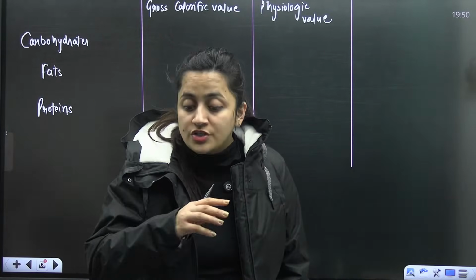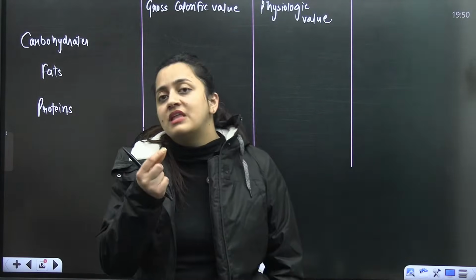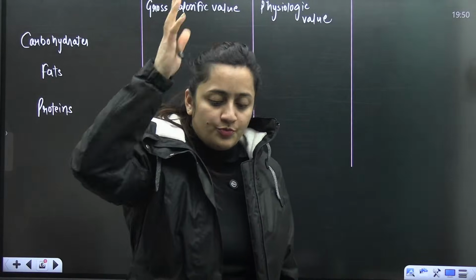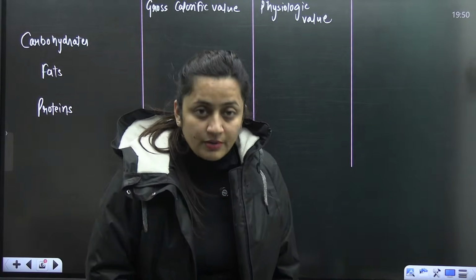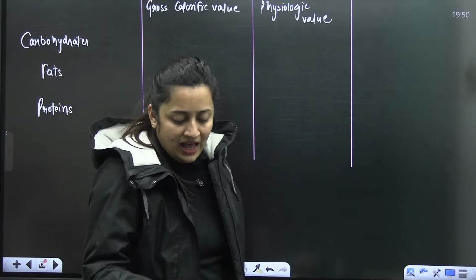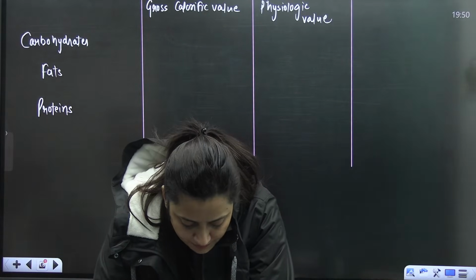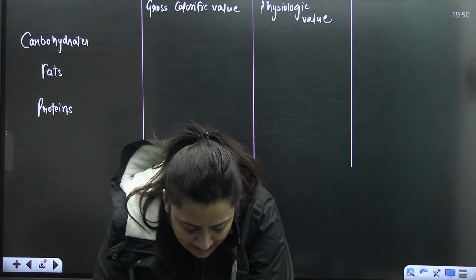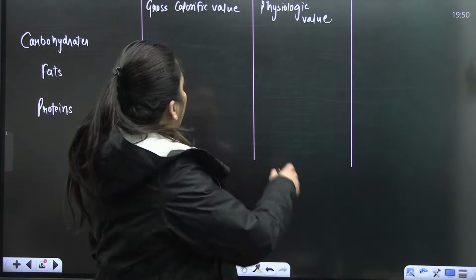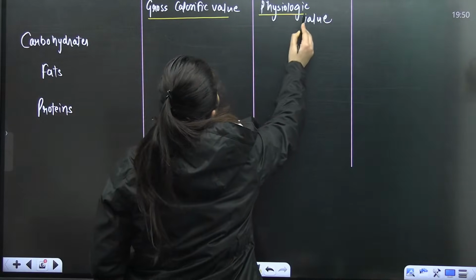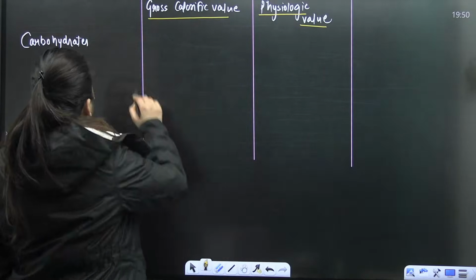But what is the physiological one? The actual one which will be obtained in the body from that same 1 gram of the respiratory substrate. That's why I related it with the table. Got that, everybody? So obviously here, this is the physiological value. Is that clear? Right, so the physiological value will always be less than this gross calorific value, because a lot of it will be wasted. So I'll give you the example.